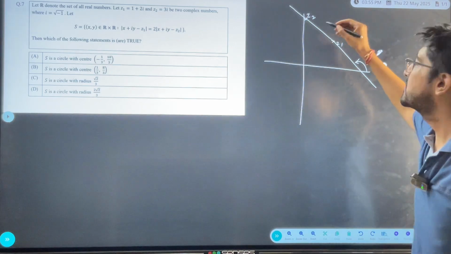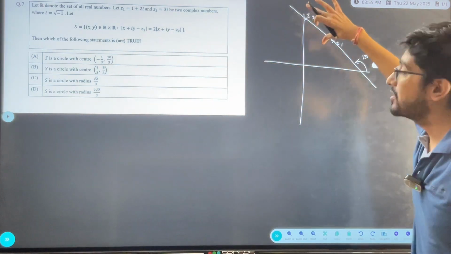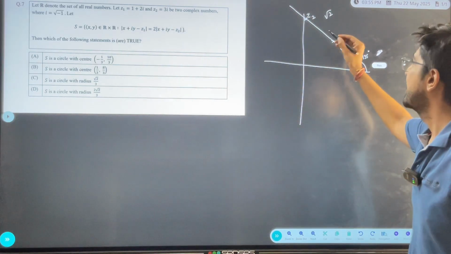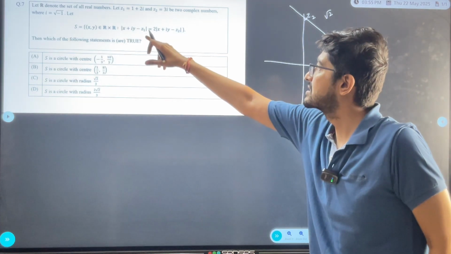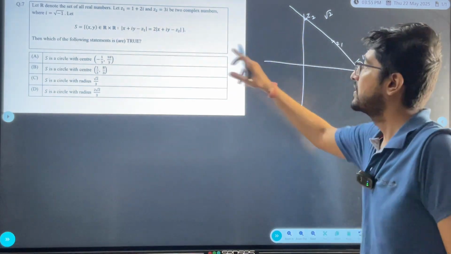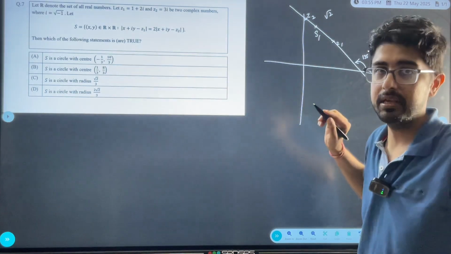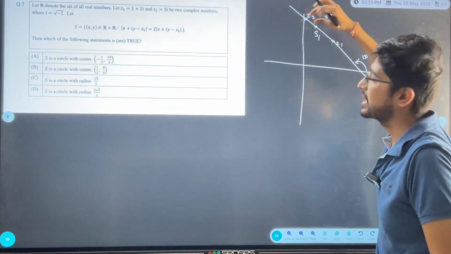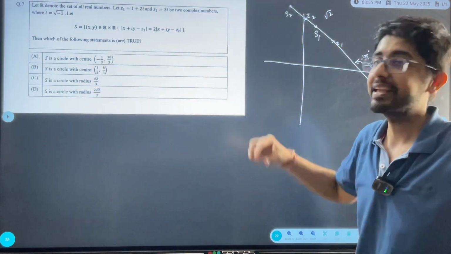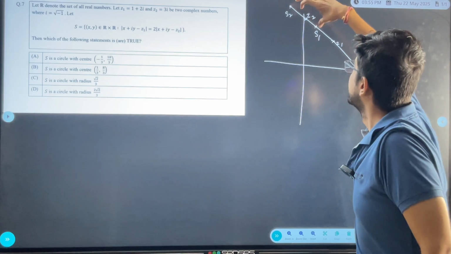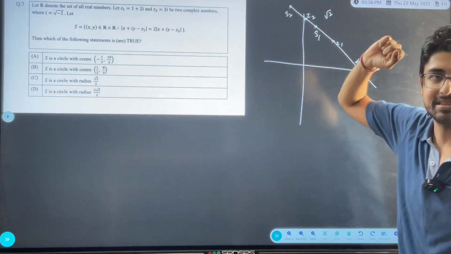Now, the distance between Z1 and Z2 is root 2. There are two places on this line that S can lie. Let me denote them by S1 and S2. It's given that S is such that its distance from Z1 is twice the distance from Z2. So, S1 can be here such that this is 2 times this, or S2, the other end, can be here such that this distance is half of this distance.